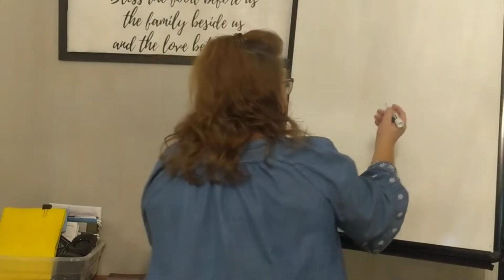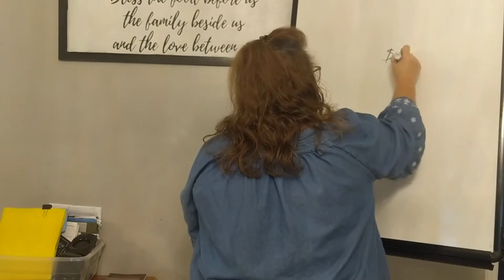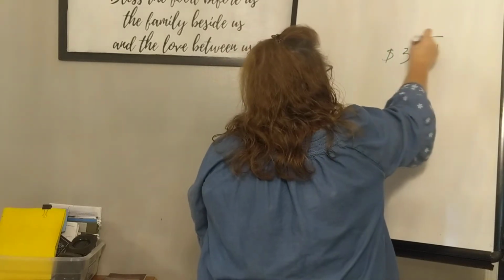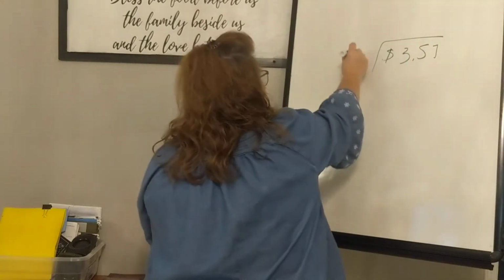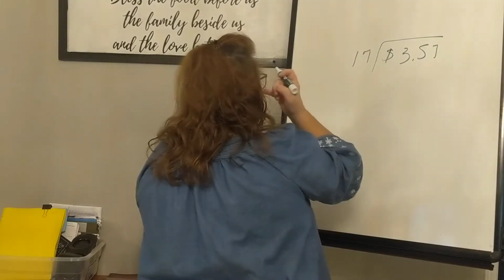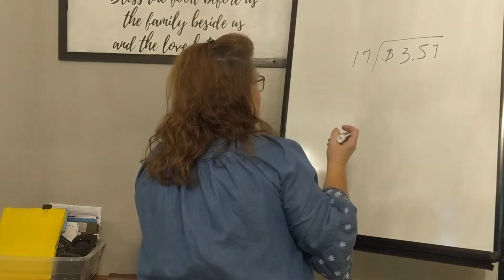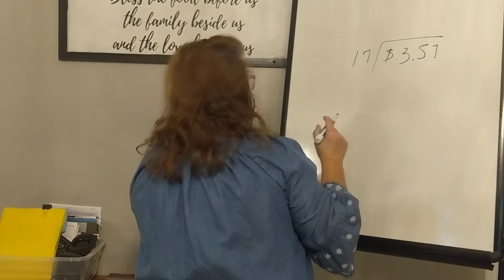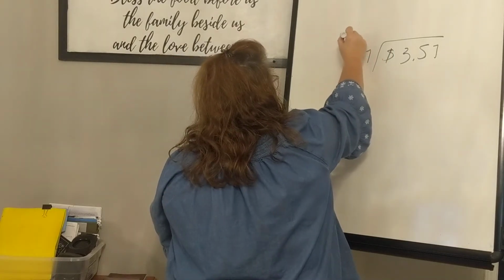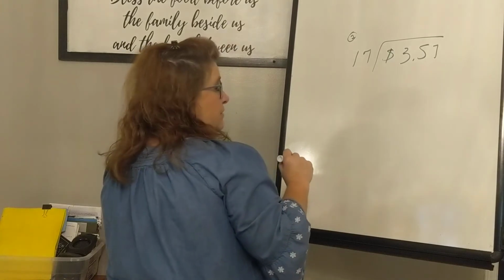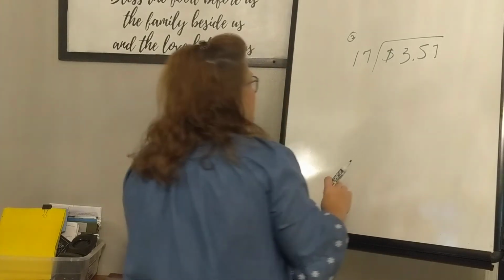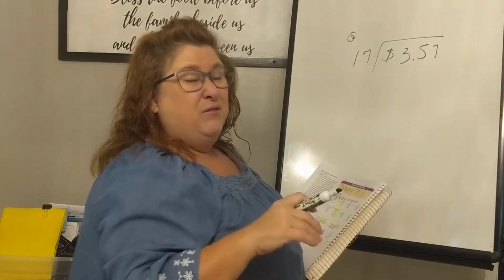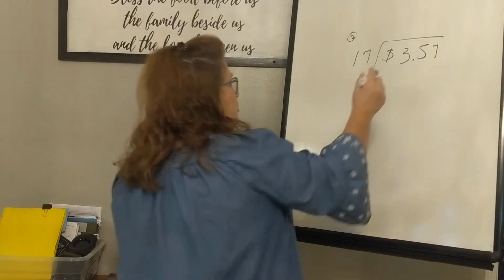So if we have $3.57 divided by 17, we are going to say, how many times can 2 go into 3? Because 2 would be our pretend digit that we're dividing by. And it would be one time, but we know that 17 plus 17 is 34. So we're going to go ahead and put it in there 2 times.